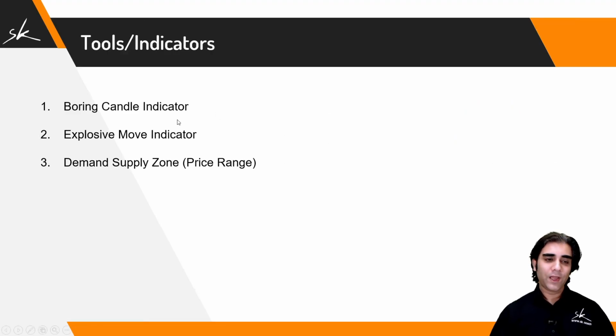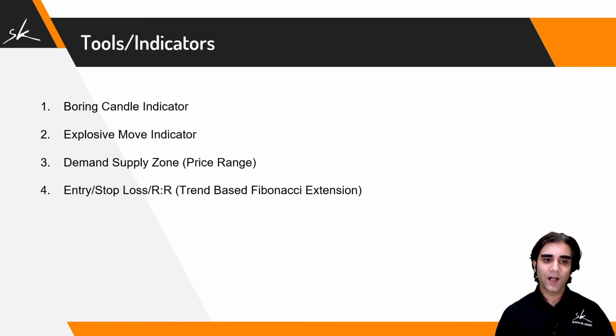So yes, now we have the boring candle indicator, we have the explosive move indicator that is helping us identify the zone. Once we have identified the zone, now we also know how to mark the zone, which is your demand and supply. After that, the next step is, yes, I have marked my zone, but whenever we are planning our trade, our entry is always a little bit below, our stop loss is always a little bit above in case of supply, and in case of demand, the entry is always a little bit above the zone and the stop loss is always a little bit below.